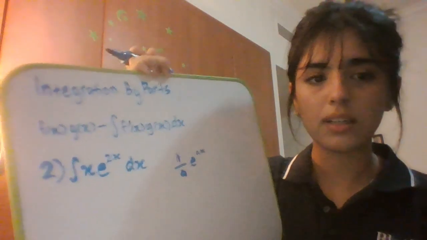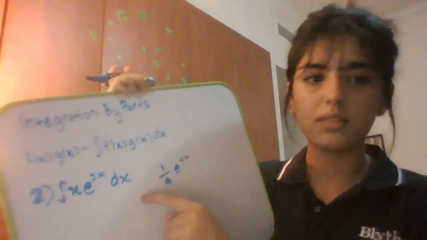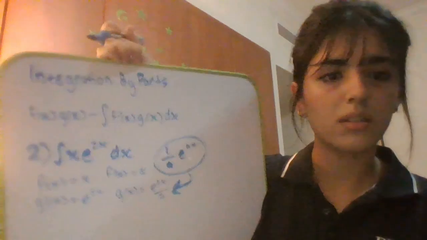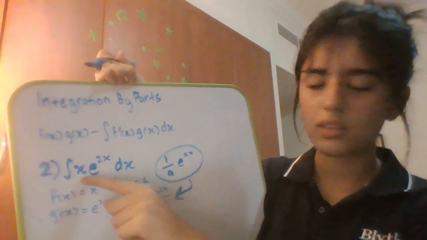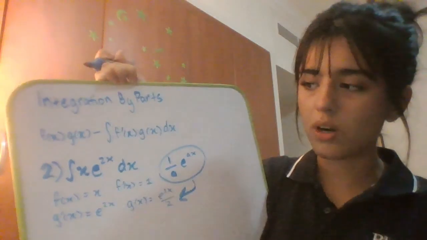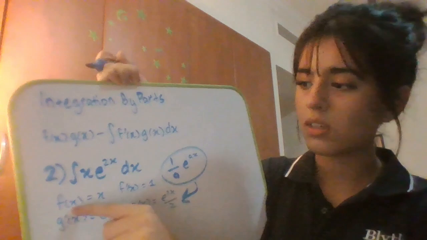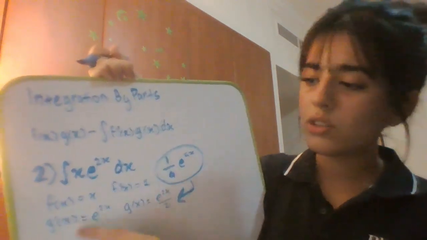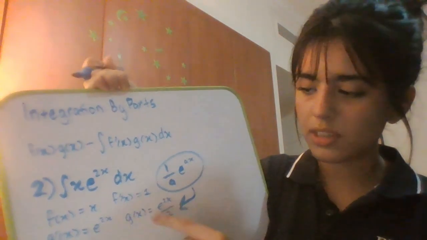Okay, so here is our second example, and we're going to integrate x times e to the power of 2x dx. So as I said before, you're going to pick your f(x) and g'(x). So here, looking at these two, the easier one to take the derivative of would obviously just be x. So that's why you would put x as your f(x). And when you take the derivative, it turns into f'(x) equals 1. Now that you have your g'(x) as e to the power of 2x, you need to integrate this to get just g(x).